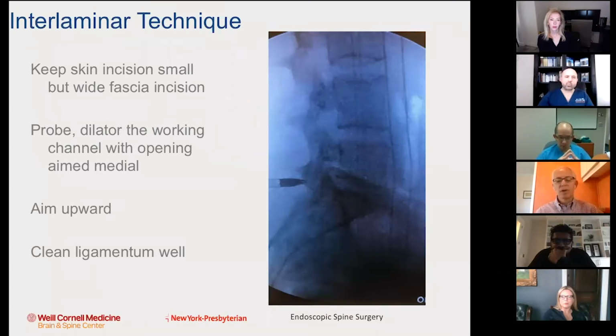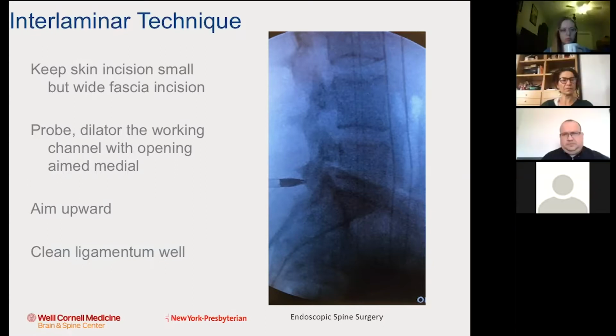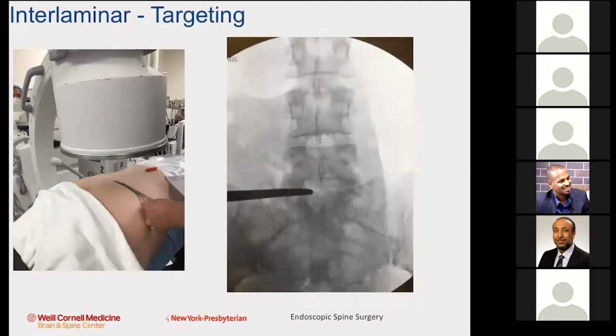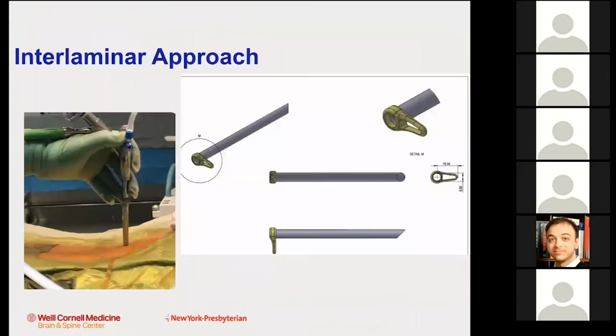Not only do we want to keep it small because our patients like small incisions, but more importantly, when we do the operation, we are doing this under continuous high pressure irrigation. And if the incision is too big, a lot of the irrigation just leaks out through the opening. However, it's very helpful to keep the fascial incision wide so it doesn't limit the mobility of the tube that we use. In terms of targeting, it's very similar to targeting a microdiscectomy, particularly a tubular approach, using both AP and lateral fluoro.